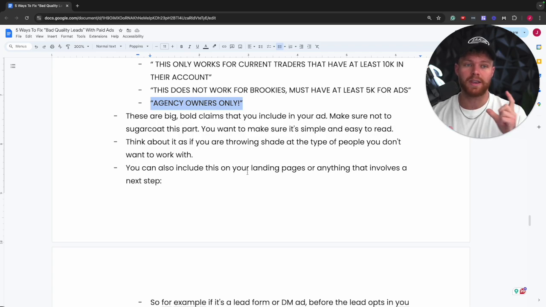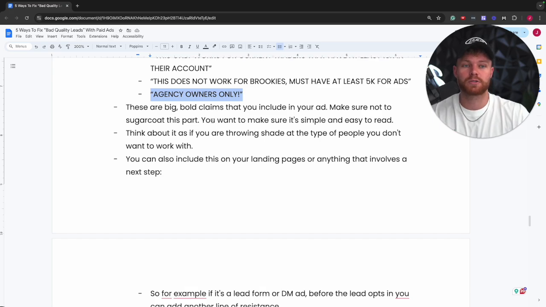And again, you can take it step by step. I would say don't go all the way to the extreme, but take it in increments. This will only work for agencies that are doing 10K a month. If that doesn't work, this will only work for agencies doing 20K a month. If your agency is not 2 years old, do not watch this ad. You see what I'm saying? The more friction you add, the better it can be. You're basically just throwing shade at people you don't want.